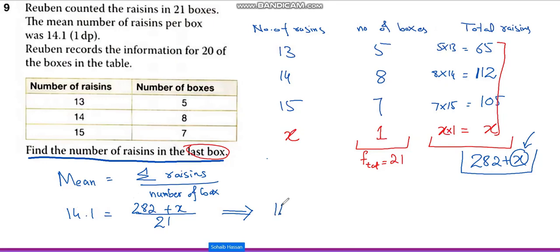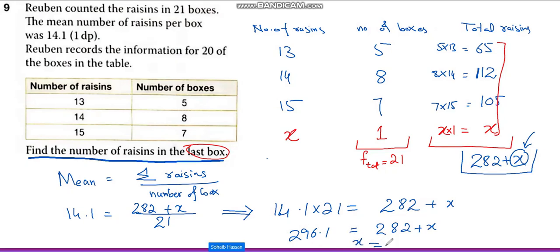So let's multiply 21 with 14.1, and then on the right side we get 282 plus x. So if we multiply 14.1 and 21, we get 296.1 equals 282 plus x. Now we just need to subtract 282 from 296.1, and that will be 14.1. So x represents the number of raisins.